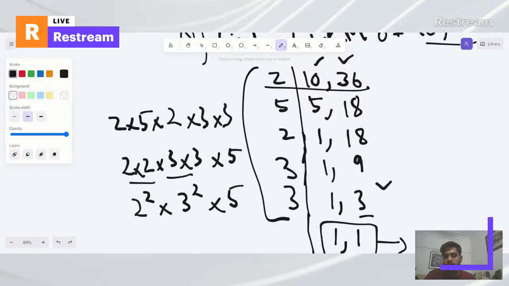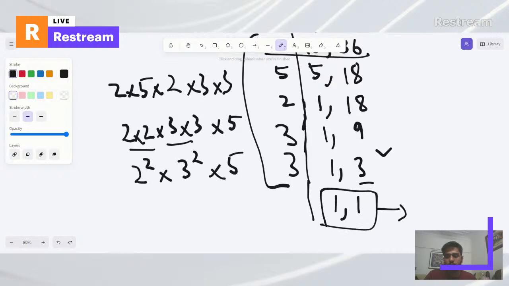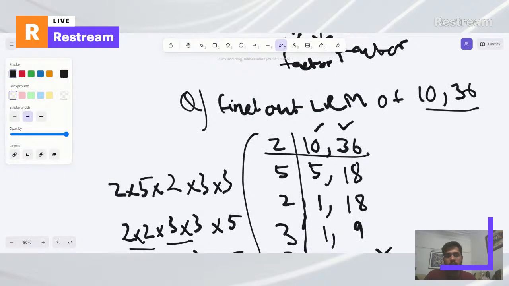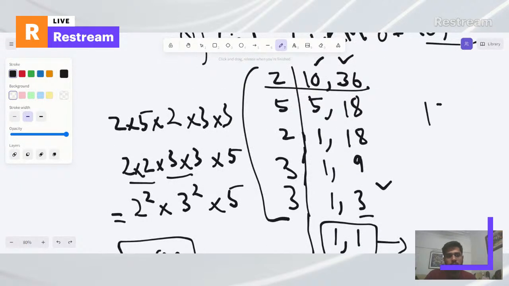All right, so we're getting 180. So 180 is going to be the number. 180 is a common number which can come in either one of these tables. So if we divide 180 by 36, let's see if we get an answer. 180 divided by 36, what do we get? We get 5, right? So it can be divided by 36.